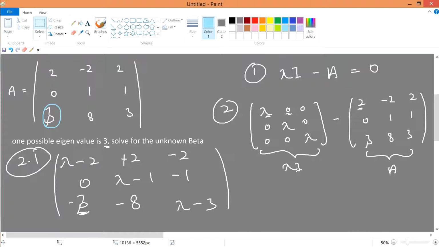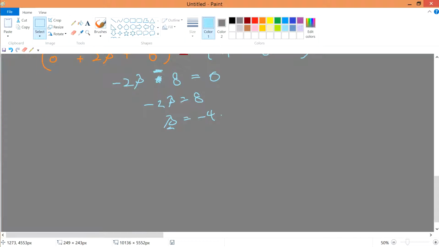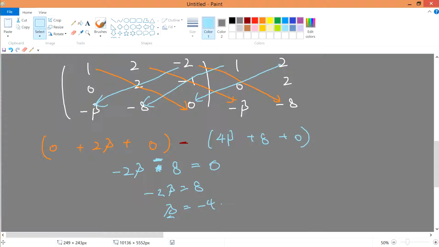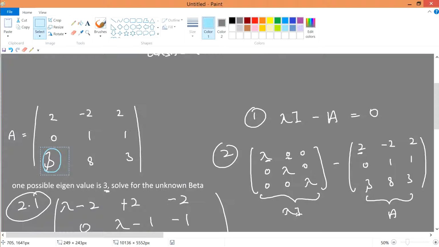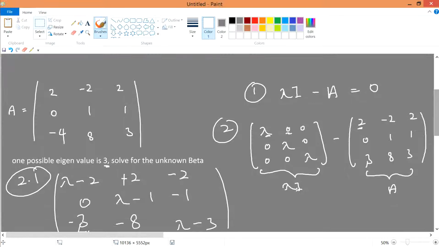To start off, let me rearrange. If you watched the type 1 video, I just simply change this beta to a certain value. I'll just change it to -4, which is what we have found earlier. For those who don't know what beta is, I'll just sub it in as -4. So when subbing in beta equals -4, I will have the full matrix of A.